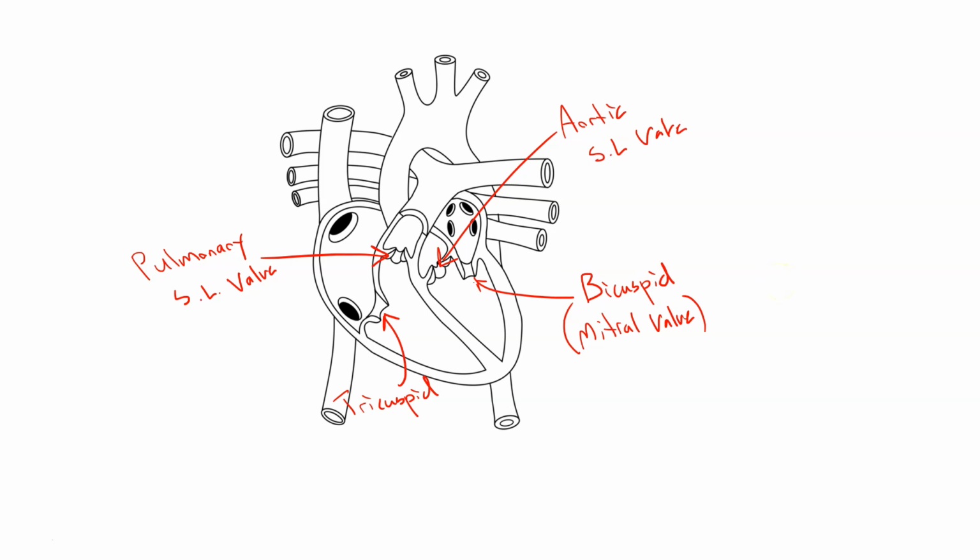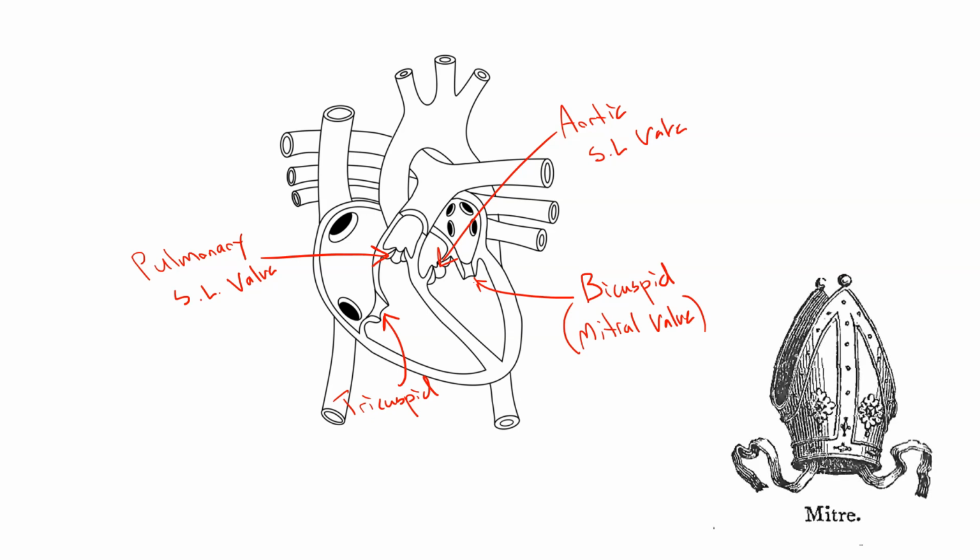That name mitral literally means shaped like a mitre, which is the hat that a bishop would wear in the Catholic Church. So if you're Catholic, go ahead and call it a mitral valve, and if you're not Catholic, maybe you'll call it a bicuspid. I'm just kidding. You can use either name. Either name is used quite frequently.